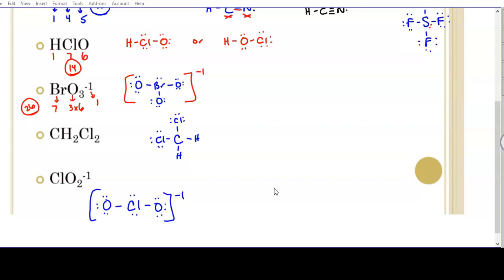I do have some extra practice posted on dot structures as well as molecular shape and polarity and things along those lines. Alrighty, so let's move on.